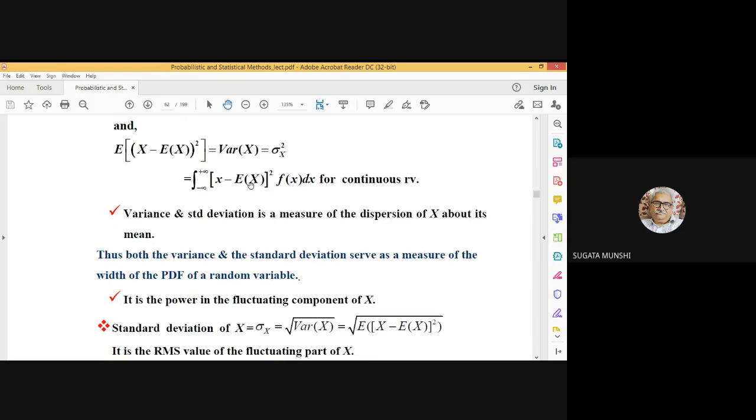So after this sentence, this expression, write down it is the power in the fluctuating component of x. And then write down this expression for the standard deviation. Then write these two sentences. Standard deviation, which is the positive square root of variance, you know that it's the RMS value of the fluctuating component of x about its mean.